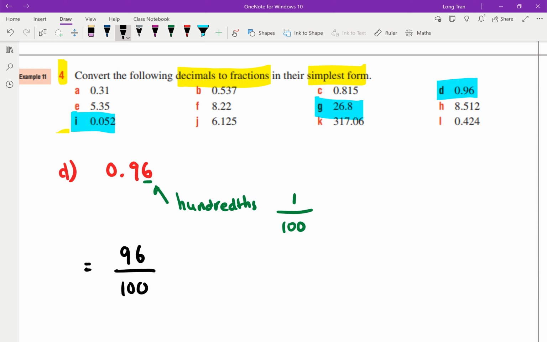See, if I were to read this one, I look at the 7. What place value is the 7 over here in the B? What's the place value for 7? Thousandths. So if I were to read this, this is 537 thousandths. So if I were to write this as a fraction, it is 537 thousandths. See, converting decimals to fractions isn't that hard because all you're doing is reading it. So if I read this one, this is 31 hundredths, because the 1 is the hundredths column. I've got 31 of these hundredths.